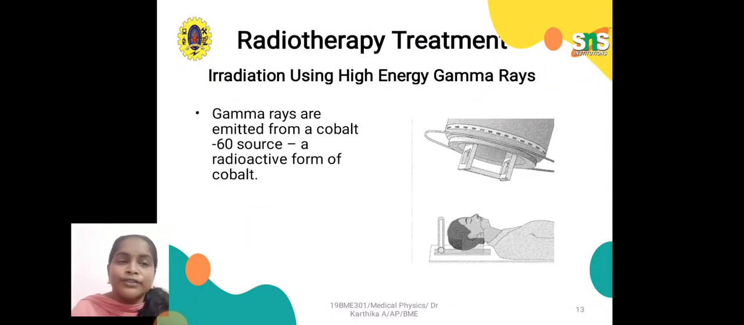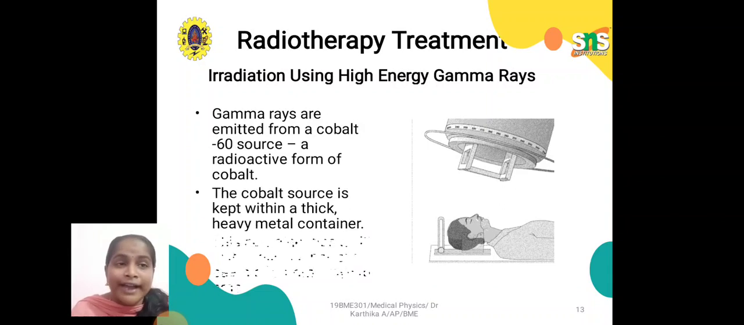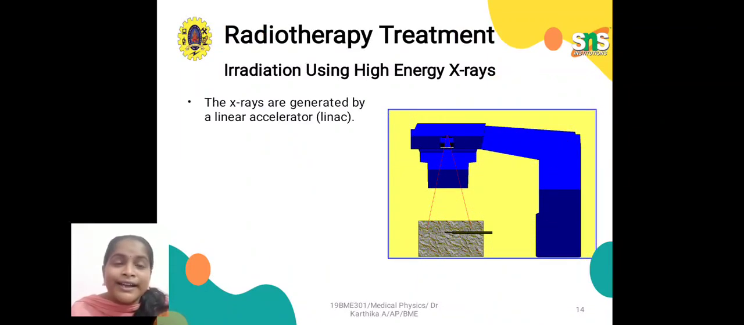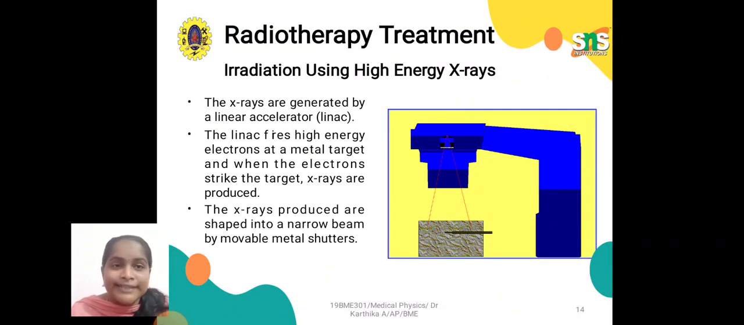In radiotherapy treatment using high energy gamma rays, we can have the cobalt-60 source, a radioactive form of cobalt. This cobalt source is kept within a thick heavy metal container. This container has a slit in it to allow a narrow beam of gamma rays to come out. Next, irradiation using high energy X-rays. Here the X-rays are generated by a linear accelerator, LINAC. These X-rays produced are shaped into a narrow beam by movable metal shutters.